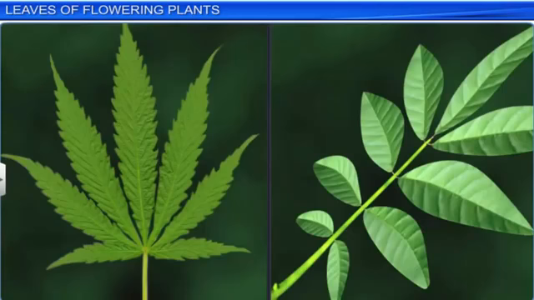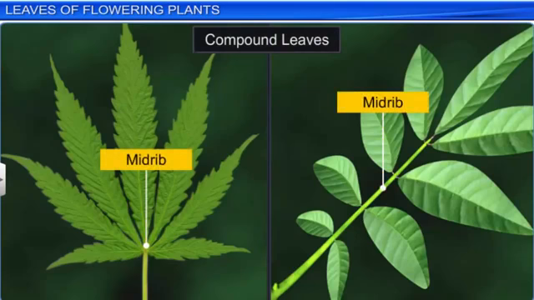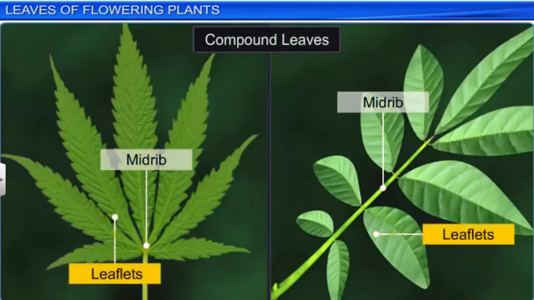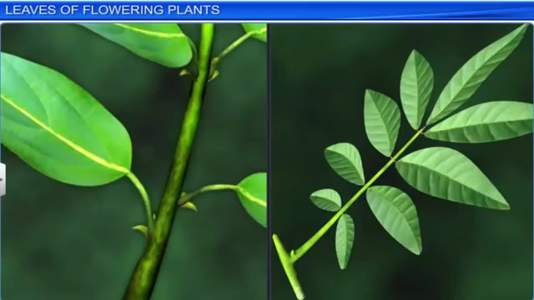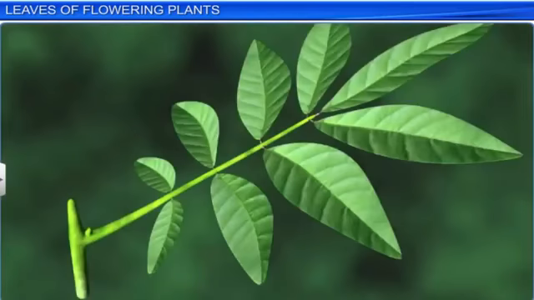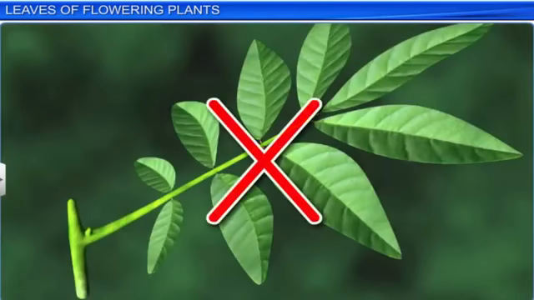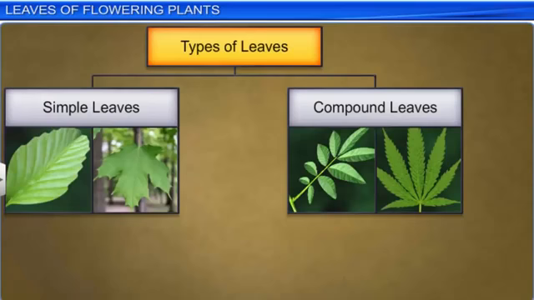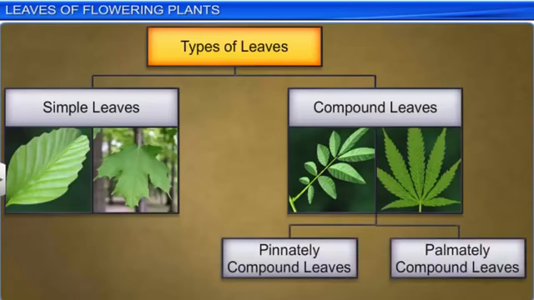On the other hand, in compound leaves, the incisions reach the midrib and break it into several leaflets. Both simple and compound leaves have a bud in the axil of their petiole. However, buds do not develop in the axil of the leaflets of a compound leaf. Compound leaves are further classified into pinnately and palmately compound leaves.